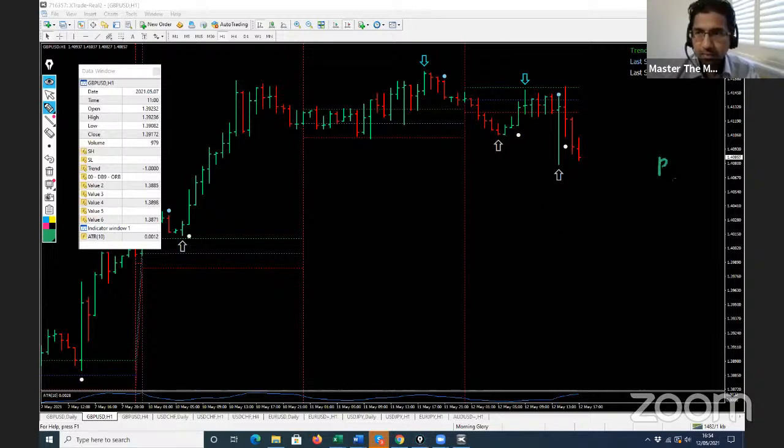Firstly, to calculate reward to risk, your entry point, let's say it's above the stretch level.